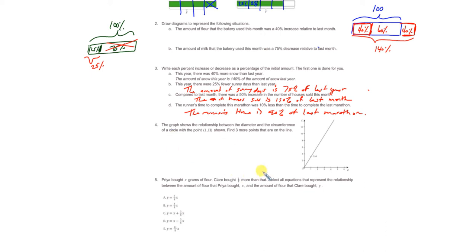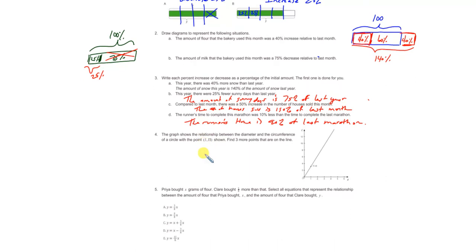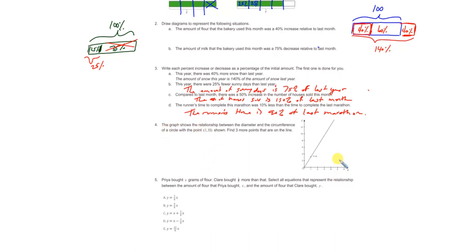Here with your homework problems. We're on number 4 and 5 of lesson 6, and so we're looking at a pie and circle problem here. The graph shows the relationship between diameter and circumference.